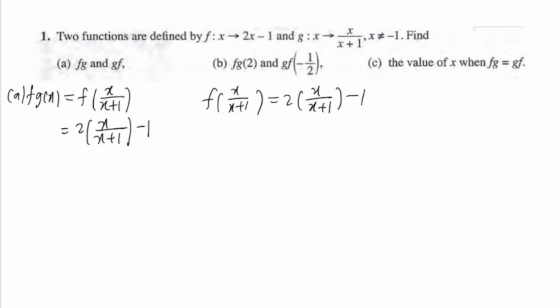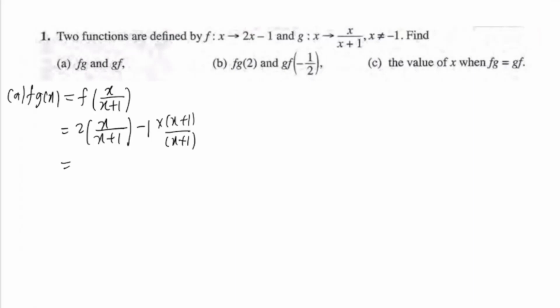Now let us simplify this expression. In order to combine this as a single fraction, we have to multiply top and bottom here by x + 1. So what we have instead is 2x minus, there's a negative here, so I'm just going to multiply the negative 1 inside, so it's going to be (2x - x - 1)/(x+1). So your end result will be (x - 1)/(x+1).